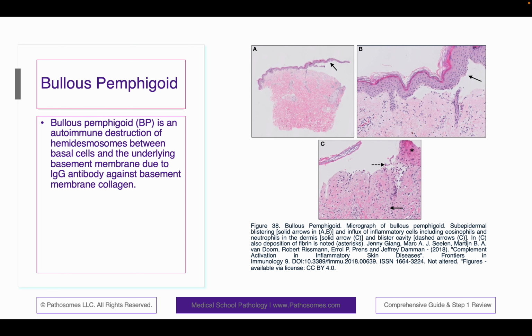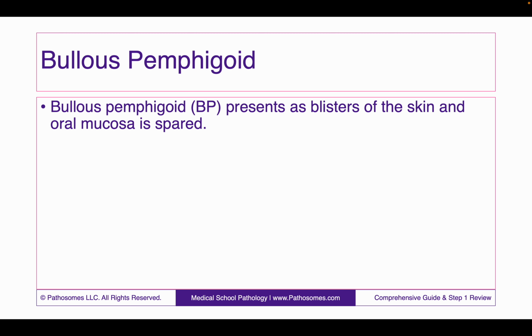Now, bullous pemphigoid. Bullous pemphigoid is an autoimmune destruction of hemidesmosomes between basal cells and the underlying basement membrane due to IgG antibody against basement membrane collagen. Bullous pemphigoid presents as blisters of the skin, and oral mucosa is spared.